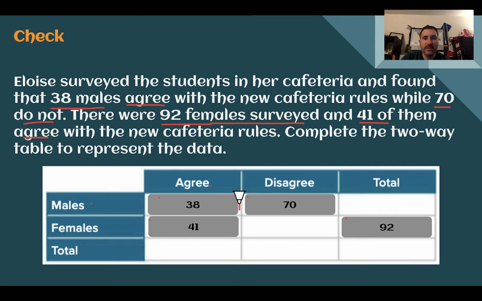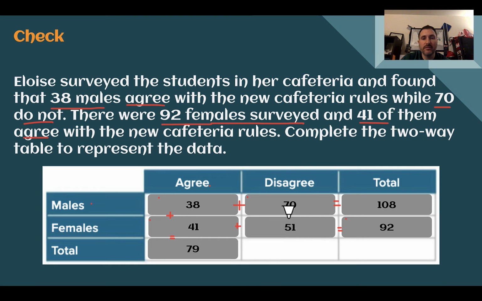So I'm going to add these two together first and come up with my total. So 38 plus 70 is 108. Next, I'm going to just add down 38 plus 41 is going to equal 79. We can fill in this missing box here. If I have 41, what do I need to add to get to 92? That must be 51. 41 plus 51 is 92. Almost finished. Let's add going down. 70 plus 51 is 121. Finally, for our total, let's add either direction and then check going the opposite. So 108 plus 92 is 200.